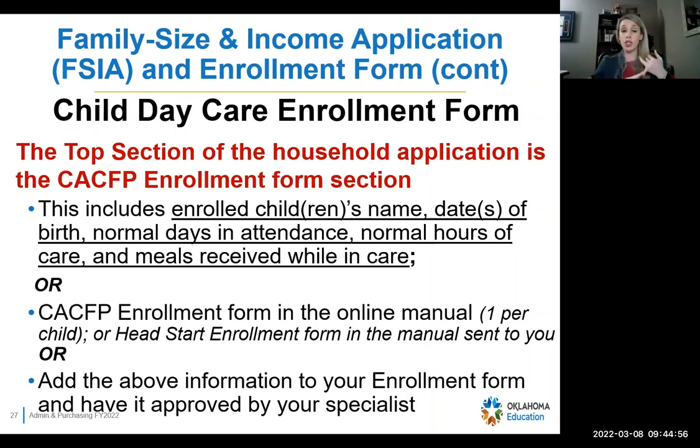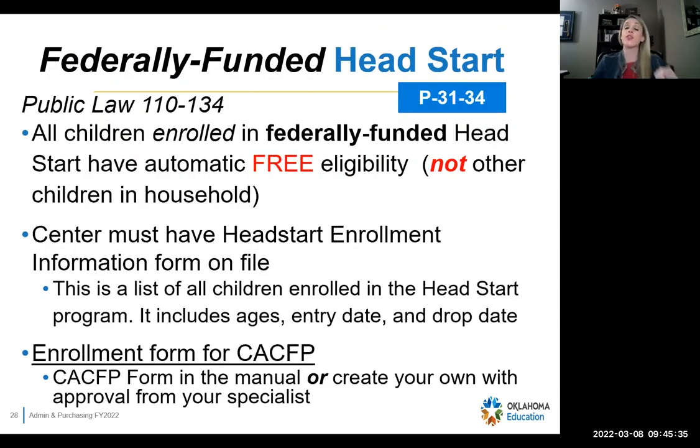Again, it has to have the child's name, the date of birth, the days that they attend, the normal hours that they're in your center, and the meals that they receive while they're there. So if a parent will not fill that out, you can get the CACFP enrollment form online, and that will be one per child. If it's in the manual, it's the Head Start form. Or if you create your own enrollment form, as long as it has what we need on there, you have to have it approved by your specialist, or you can use your own enrollment form. So those are your three options, but we have to have enrollment on everybody. We don't have to have an application, but we have to have an enrollment form.